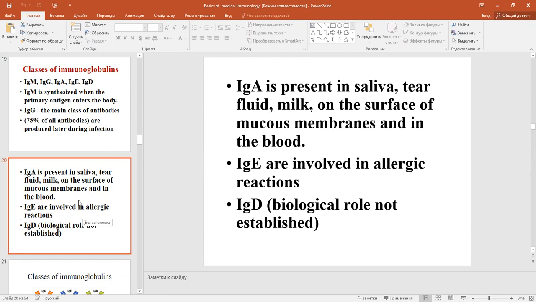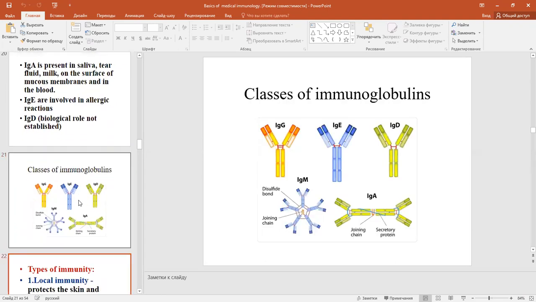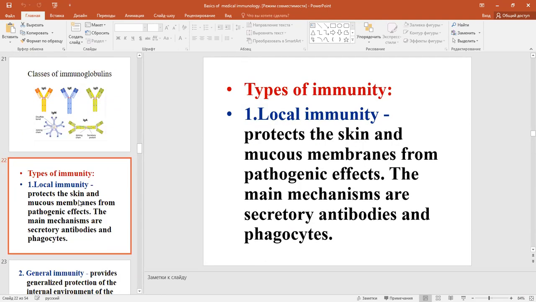Then classes and types of immunity. Local immunity protects the skin and mucosa membranes from pathogenic effects. The main mechanisms are secretory antibodies, mainly immunoglobulins A, and phagocytes. They participate in local immunity.